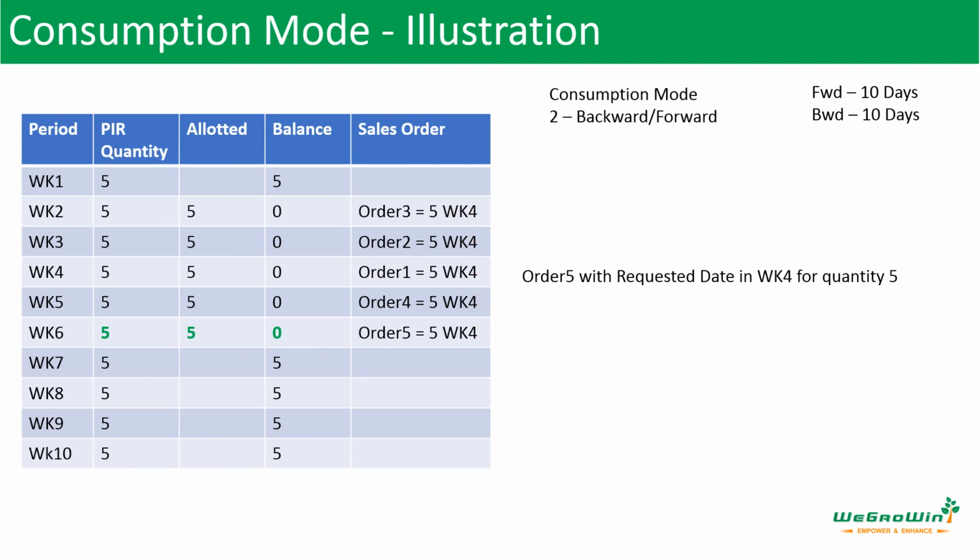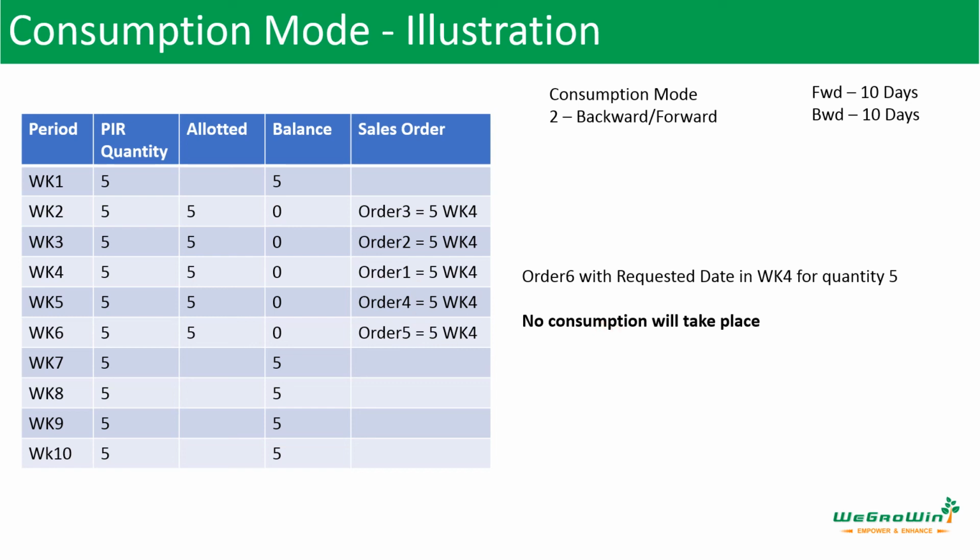Now it is consumed. Now when we continue to enter order 6 with week 4, there is no consumption there. Why? Because the period is beyond the limit, backward 10 days or forward 10 days. There is no further period, so it will not consume. This is how it will work.